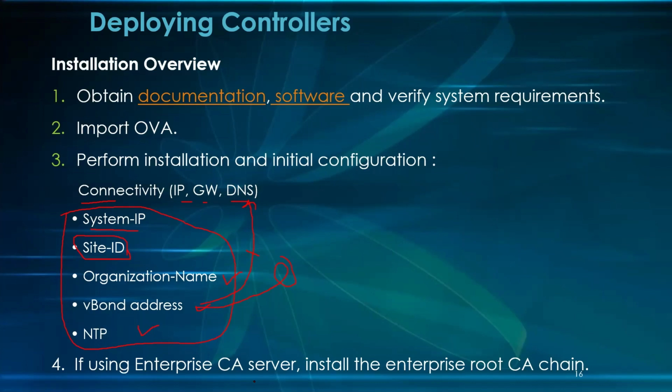Another thing is that if you are using an enterprise CA server, install the enterprise root CA chain. There are two types of certificate which we can use. I'll explain the certificates in detail. One is the Symantec certificate that Cisco provides, installed in every software or hardware they provide. You don't need to install any root certificate chain if you are using the Cisco Symantec certificate. If you are using an enterprise certificate, then you have to install the enterprise root certificate chain on your vManage. I'll show you about that. Okay.